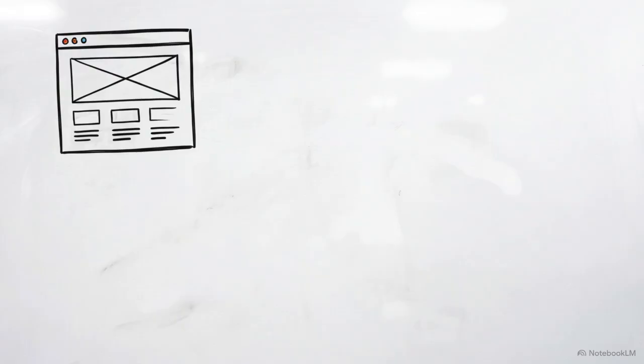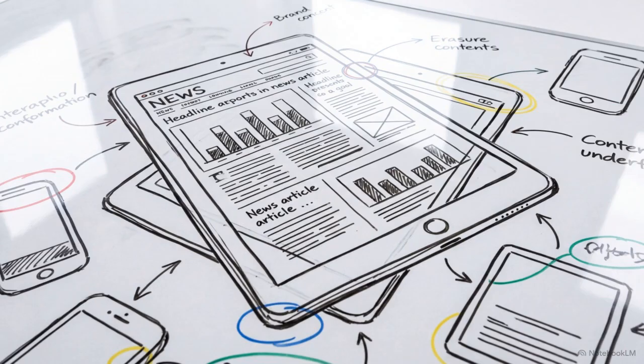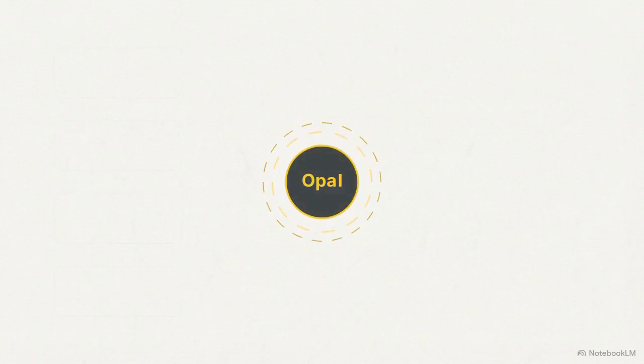Now that the website is handled, we need to understand the market. We have to research what's happening in the industry and see what other products are currently available. This diagram shows how a tool called Opal works.